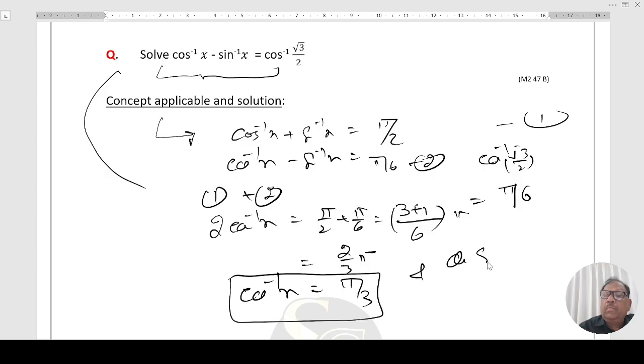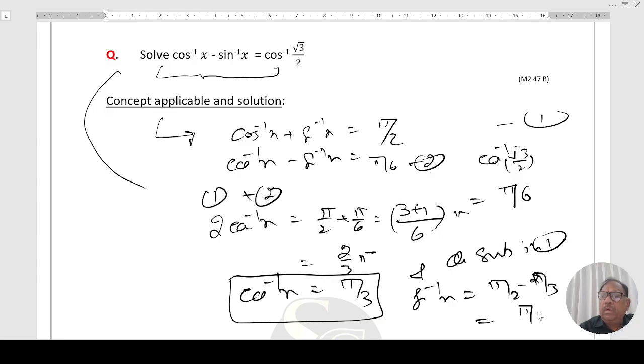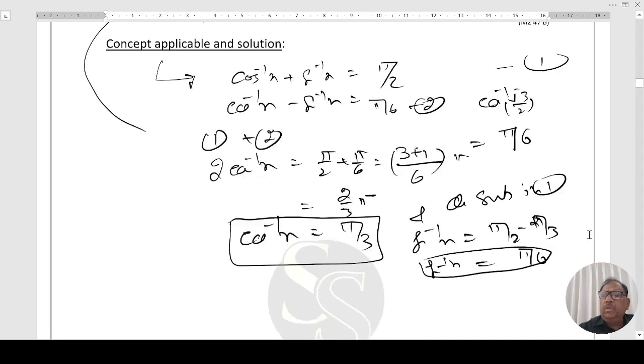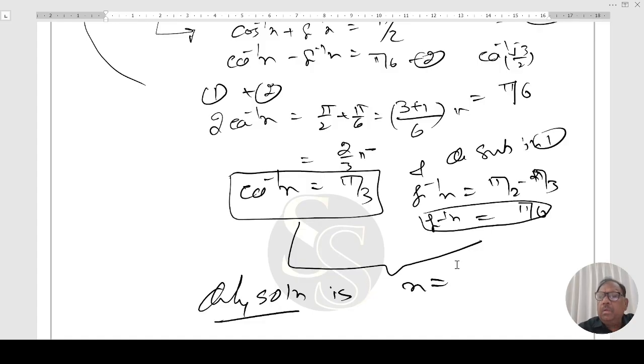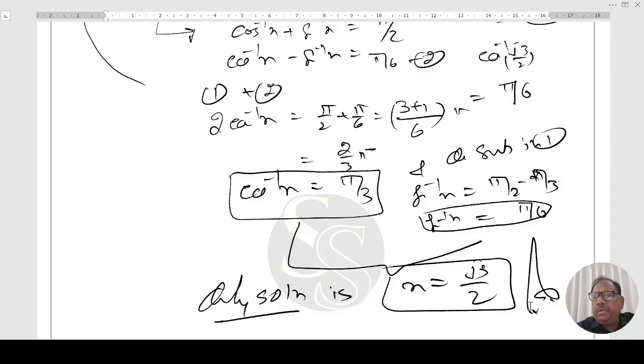And on substituting in 1, sin inverse x comes out to be pi by 2 minus pi by 3. That is pi by 6. Sin inverse x equal to pi by 6. Means only solution is x equal to root 3 by 2. This is the answer. Right?